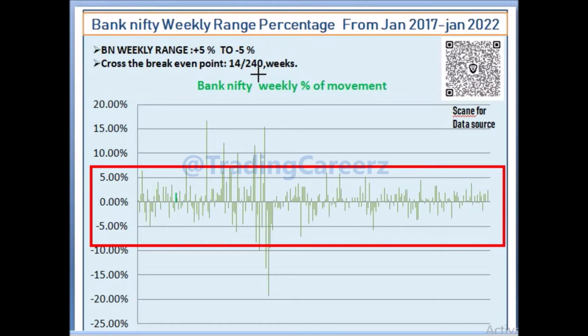Now we have to have one idea about the market. Within a week the market will move only 5% above or 5% below the current market price. It is the one ideology of ours. Then going to the daily data.